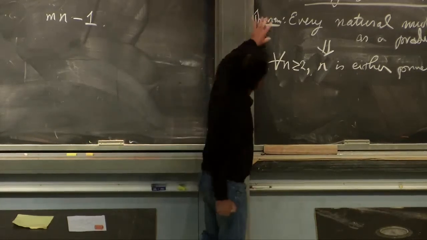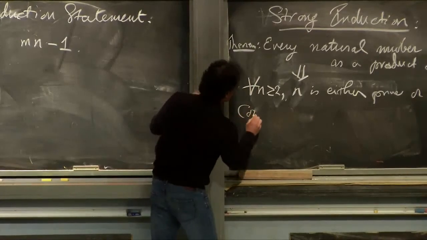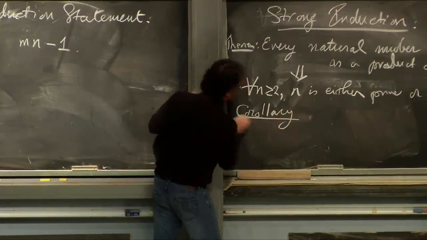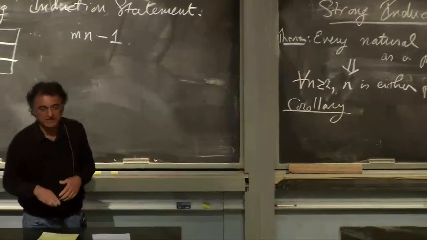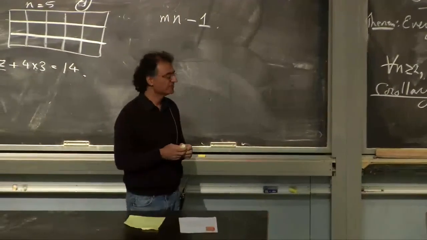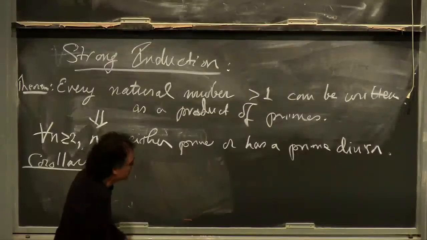So this is our theorem. What we call this is a corollary. It's something that follows easily from the theorem. Right? It's an easy consequence. Okay. So let's go ahead and prove our theorem.